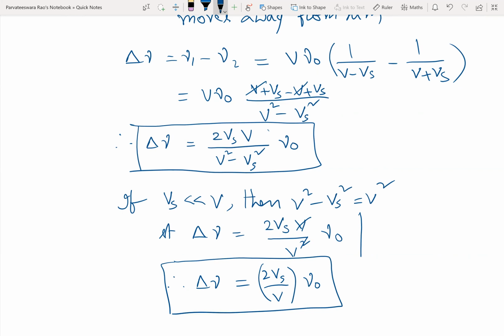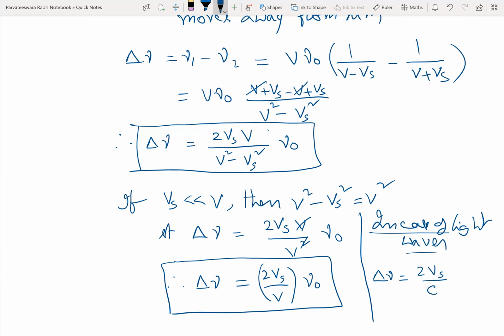The same formula is used by Edwin Hubble in confirming the Doppler effect, this redshift. So in case of light waves, we get delta nu is equal to 2 Vs by C into nu naught. C is the speed of light.